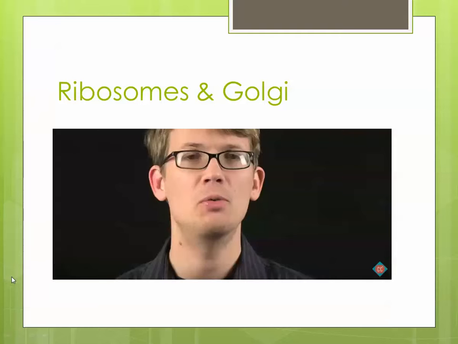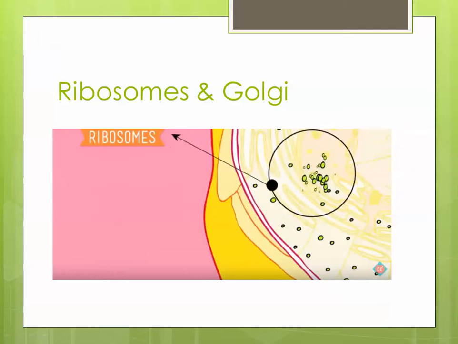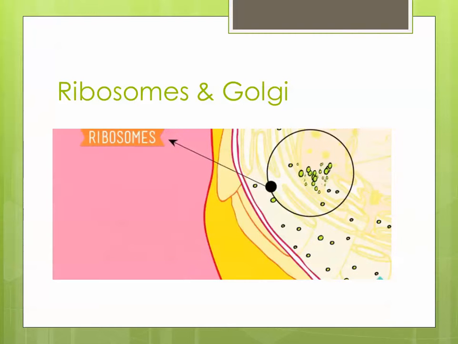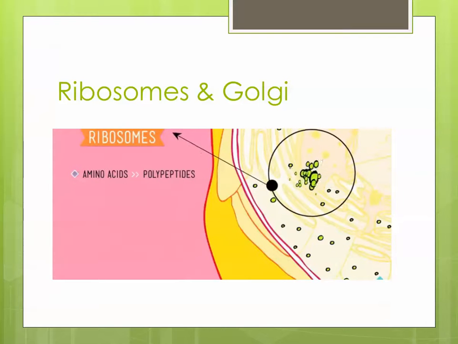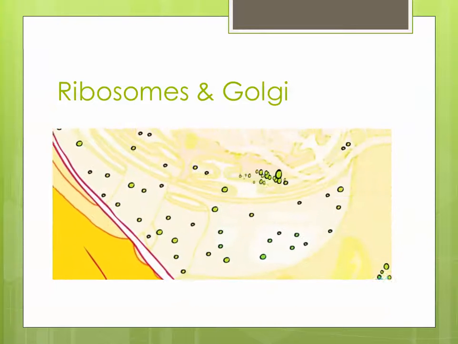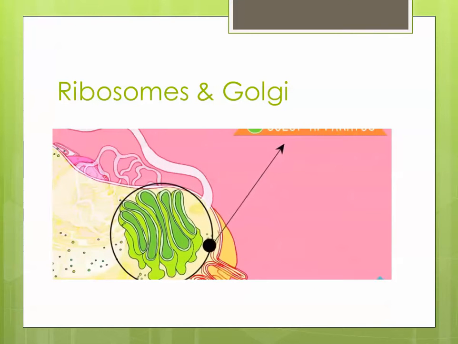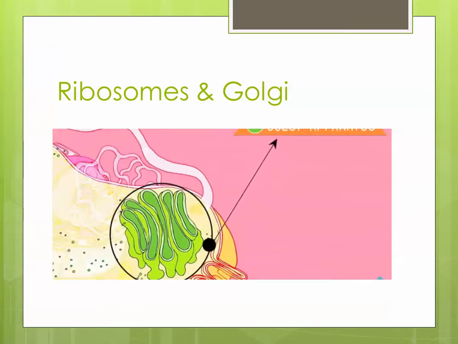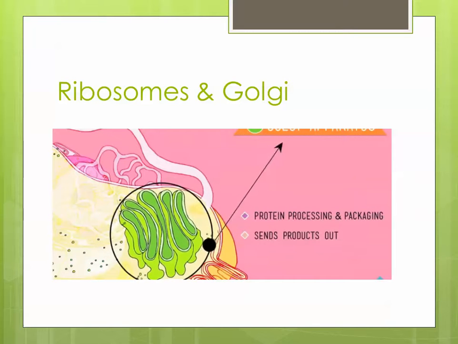Next, we're going to go over ribosomes and the Golgi. Ribosomes can float freely throughout the cytoplasm or be attached to the nuclear envelope, which is where they're spat out from. And their job is to assemble amino acids into polypeptides. As the ribosome builds an amino acid chain, the chain is pushed into the ER. When the protein chain is complete, the ER pinches it off and sends it to the Golgi apparatus. In the city that is the cell, the Golgi is the post office, processing proteins and packaging them up before sending them wherever they need to go.